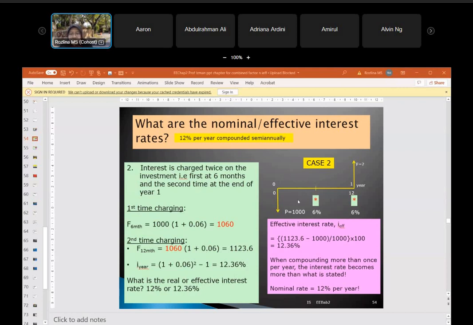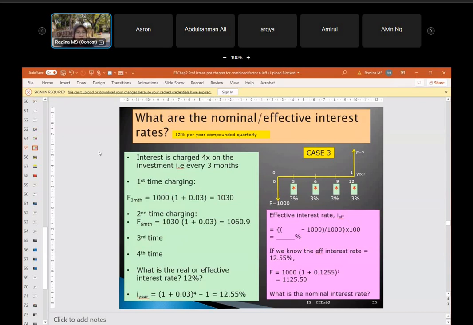And then this one is the same, still the same. This just shows the calculation. When compounding more than once per year, the interest rate becomes more than what is stated. The nominal rate is 12% per year. Okay, proceed, nothing else. This is still just the concept.